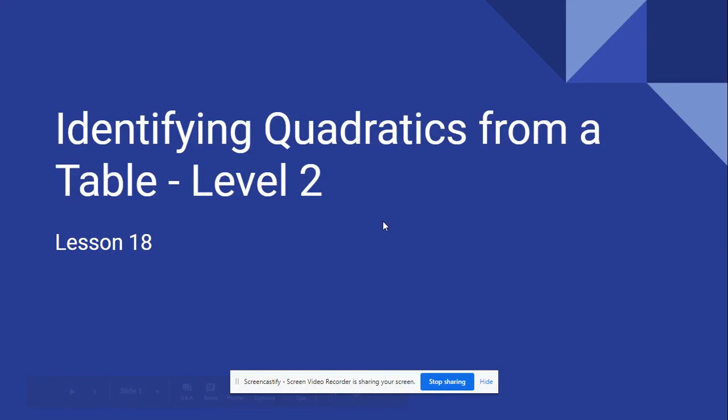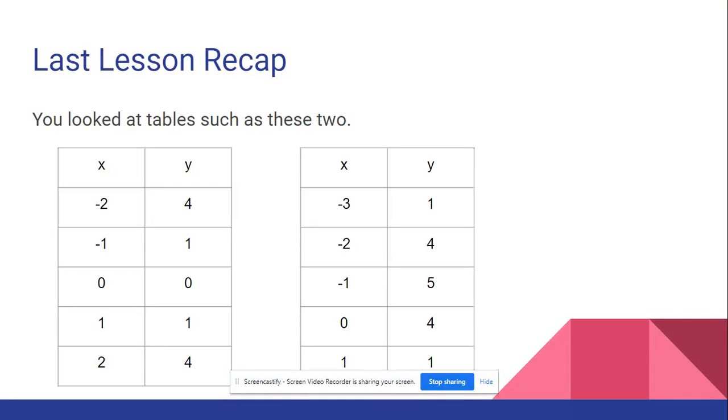Hello, Algebra 1 students. Today we're going to look at identifying quadratics from a table, but we're going to go a little bit more advanced today, so I'm going to call this Level 2. In the last lesson, you looked at tables like these two tables, and were able to show that these are quadratic from the pattern in the table.